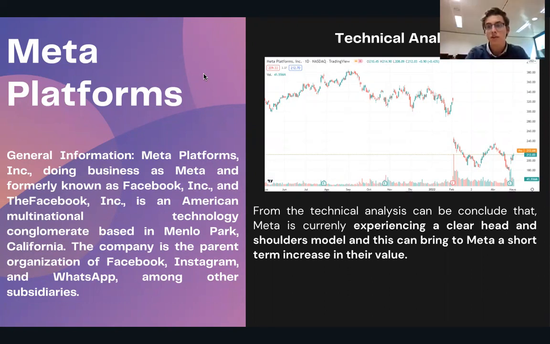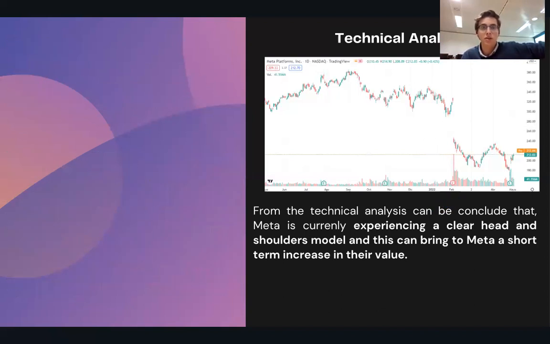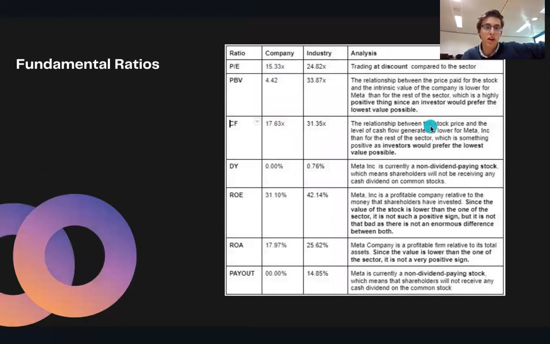Since the month of February, we can see it's currently in an uptrend after suffering a big downtrend since April. It's a head and shoulders situation right now, so we can expect the market to fall a little bit, and then maybe it would be the moment to invest. Regarding the ratios, that must be interesting to analyze. First of all, we can see that it's trading right now at a discount compared to the sector.